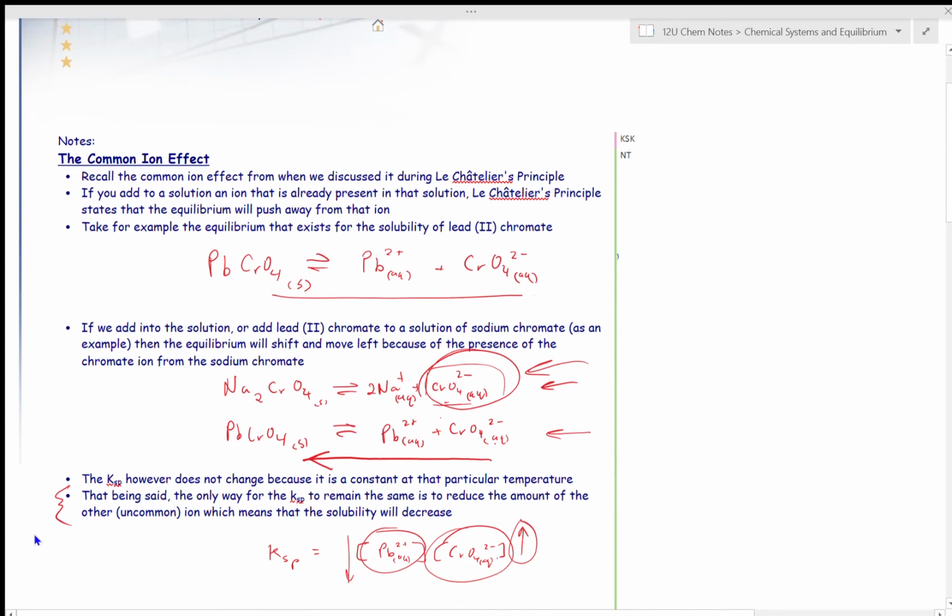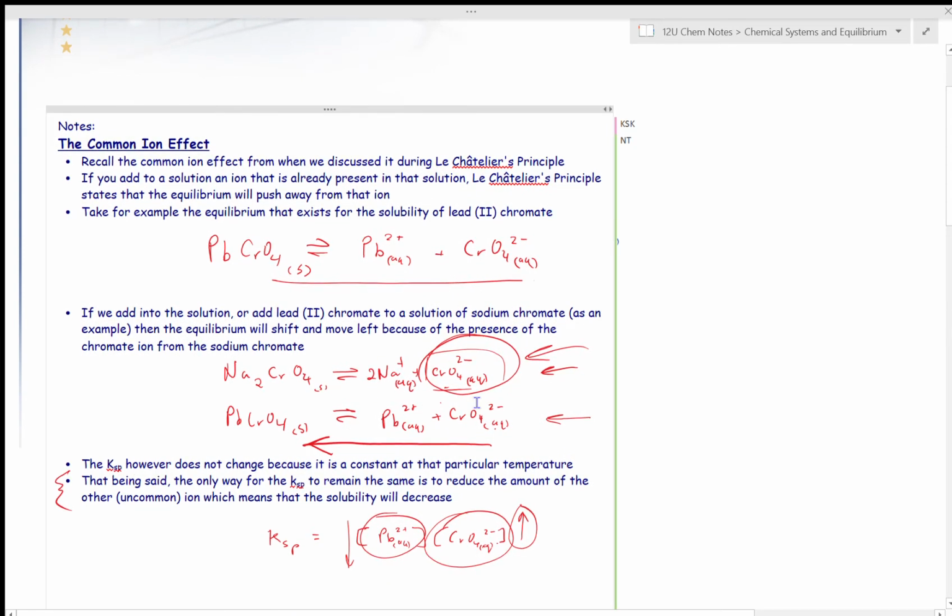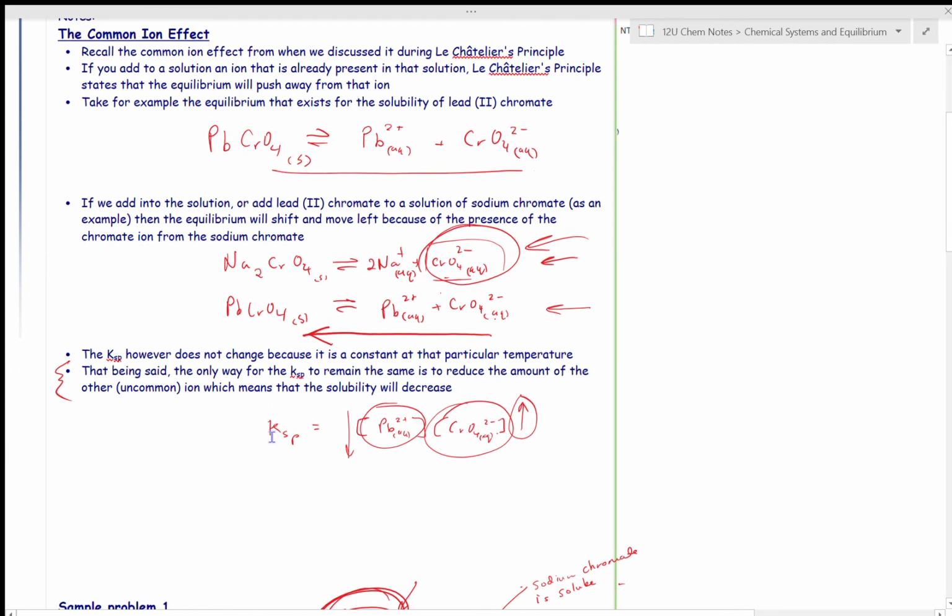Now, if you're confused about why that happens, go back to the lesson on Le Chatelier's principle. In any case, even if we've added some sodium chromate to a lead chromate solution or vice versa, the KSP does not change because the KSP is constant. And if the KSP is constant, and I know that I've increased the concentration of this, in order to keep this value constant, I must decrease the concentration of this. The only way to decrease the concentration of this is to turn this aqueous lead into lead chromate solid. And of course, when you do that, the solubility goes down. I can't dissolve as much. So that's the explanation as to why this system happens.